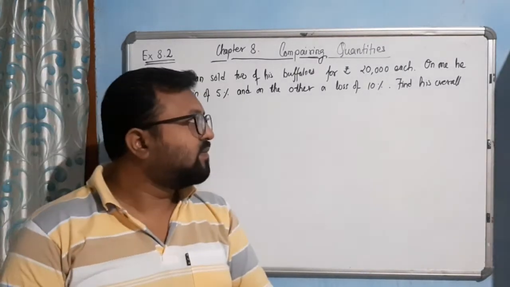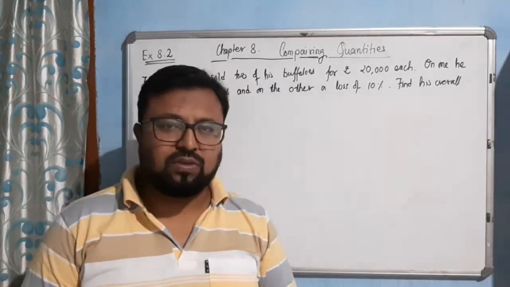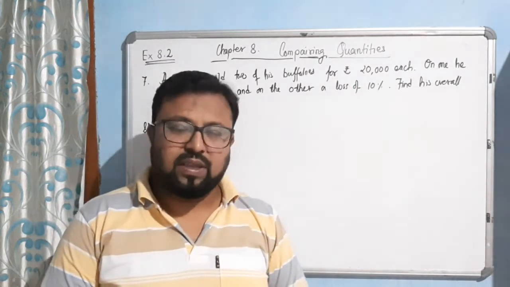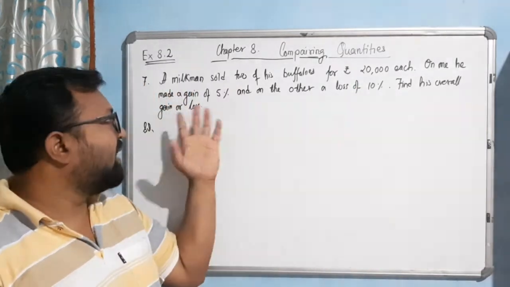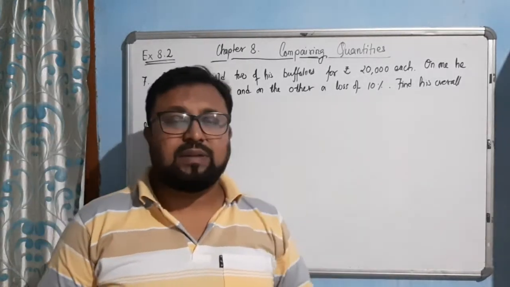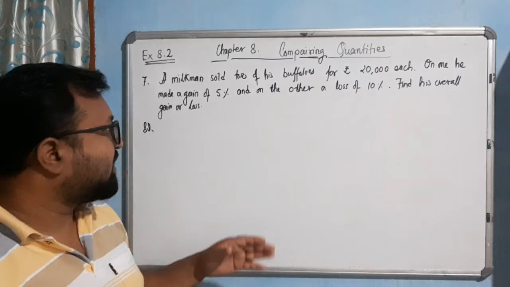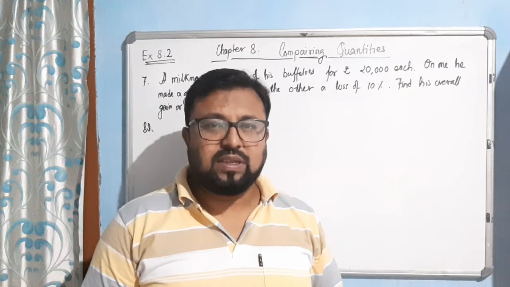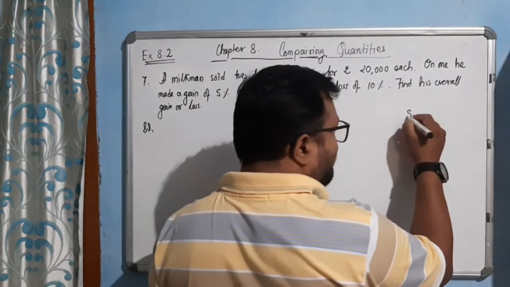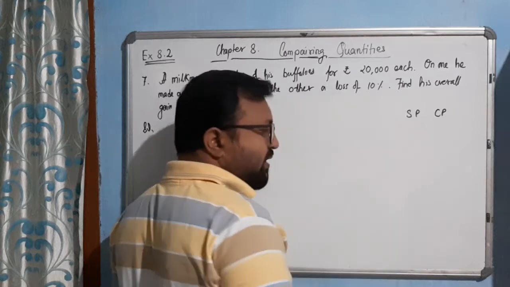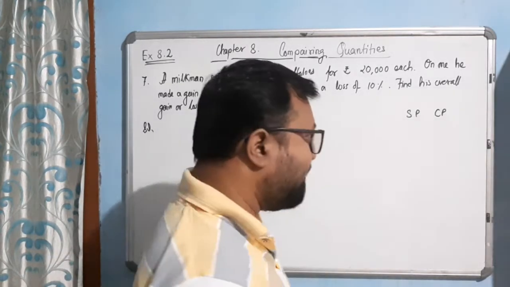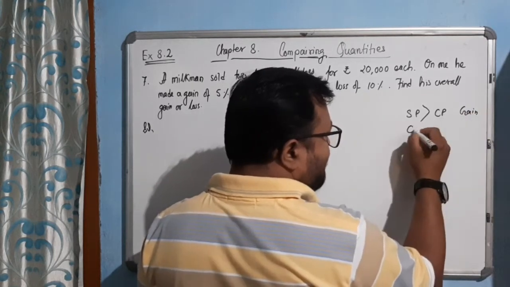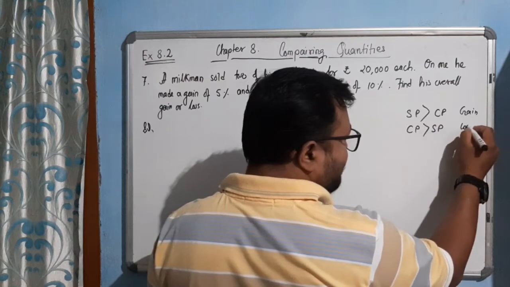See, in this question, a milkman sold two of his buffalo each at rupees 20,000. In the first buffalo, he made 5% gain. In the second buffalo, he made 10% loss. So the question is asking what is the overall gain or loss. See how we will compare whether there is a gain or loss. Whenever we have a selling price and cost price, by looking at these two values, we can say there is a gain or loss. If selling price is greater than cost price, there will be a gain. If cost price is greater than selling price, then there will be a loss.